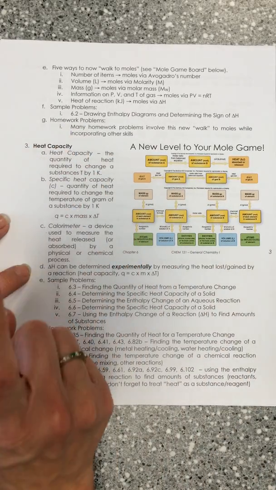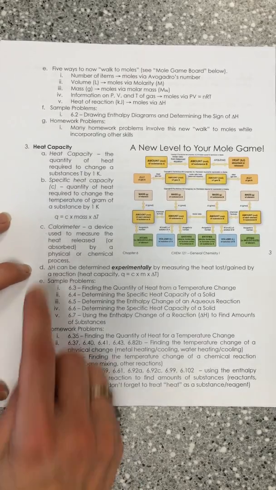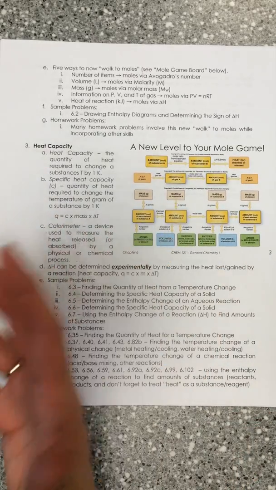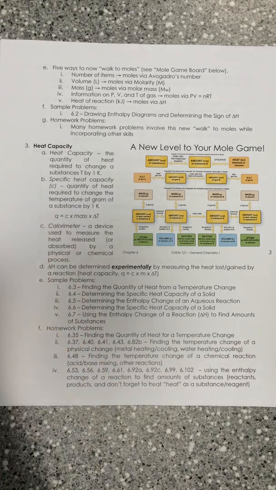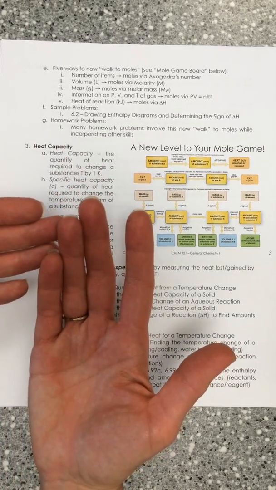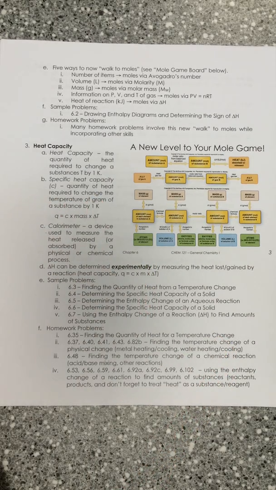Heat capacity is an experimental way to measure delta H. So what you'll have is some type of physical or chemical process that we'll call the system that exchanges heat with the surroundings. And so we'll either see an increase or a decrease in the temperature of the surroundings.